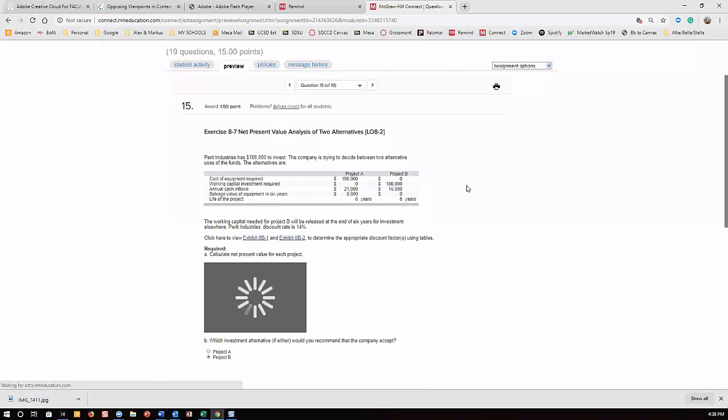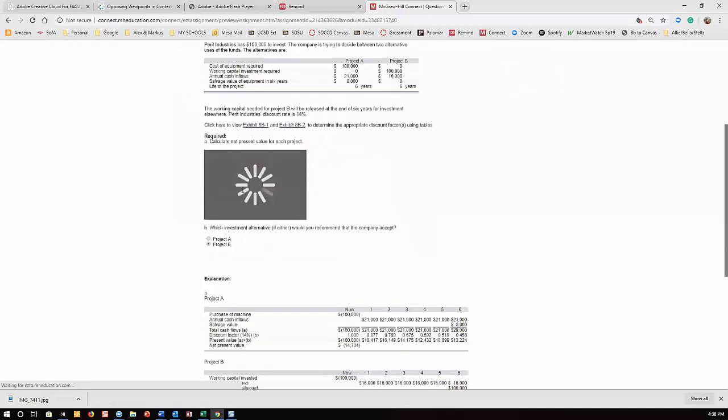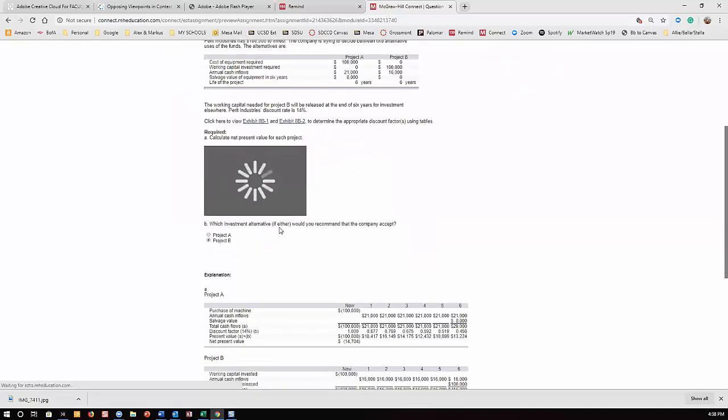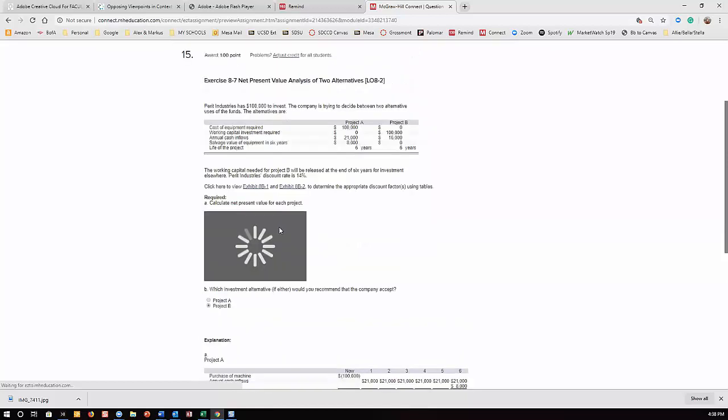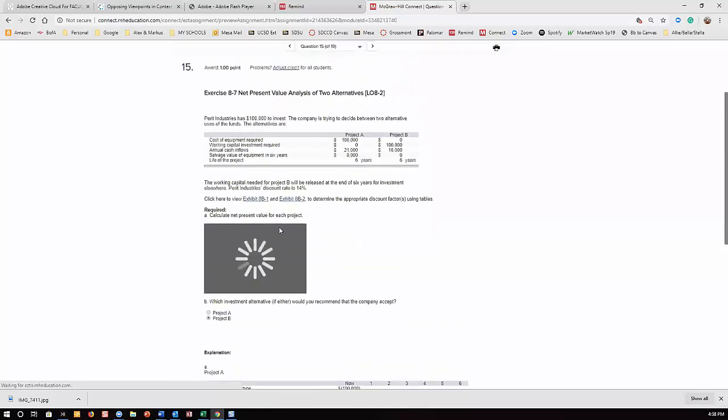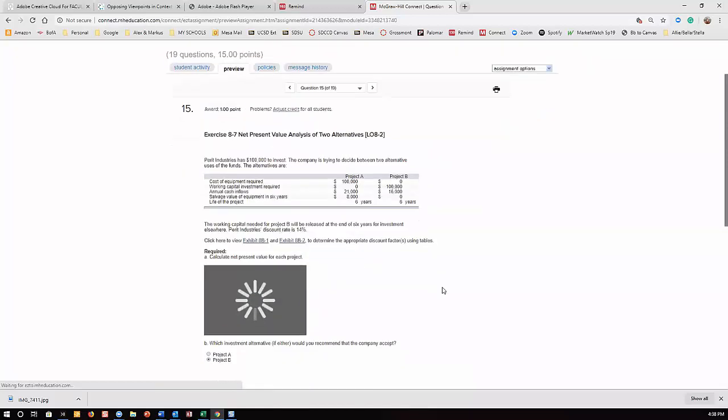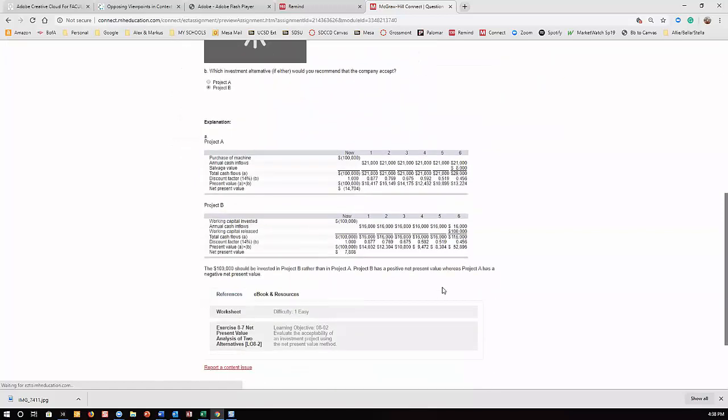Okay, so the net present value. Absolutely, you know how to do this. Yeah, I could do A, but for some reason couldn't do B. B: which investment would you recommend that the company accept? Well, it's going to be... No. Like the table on part A, there's a table A and B.